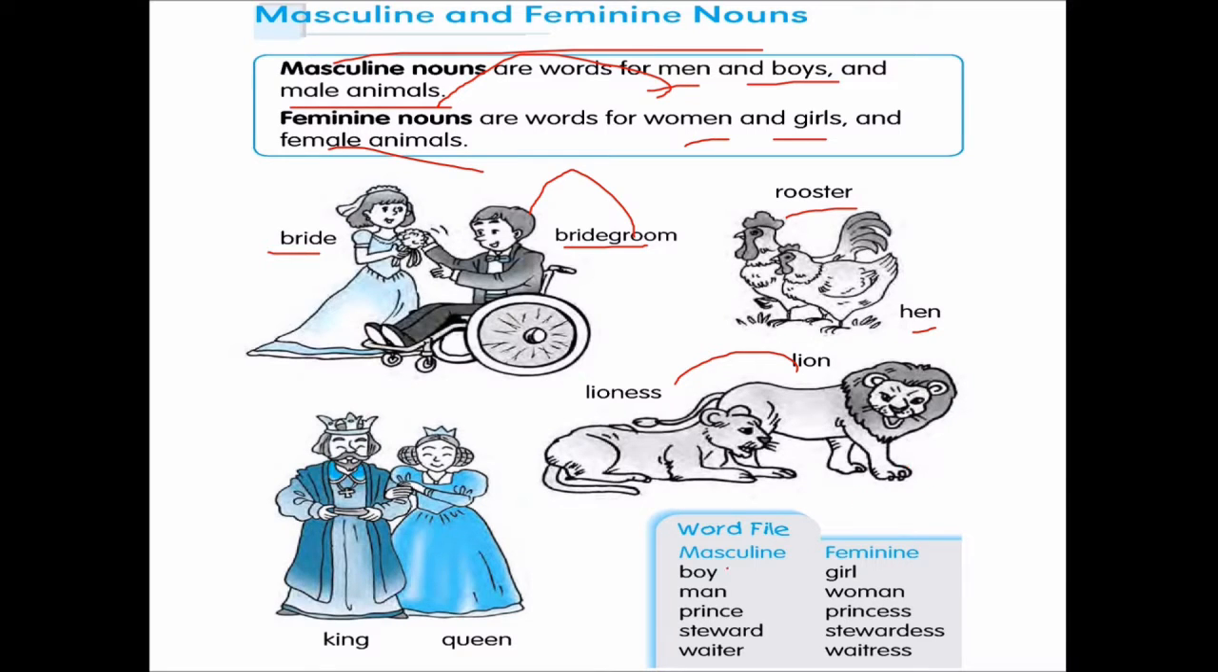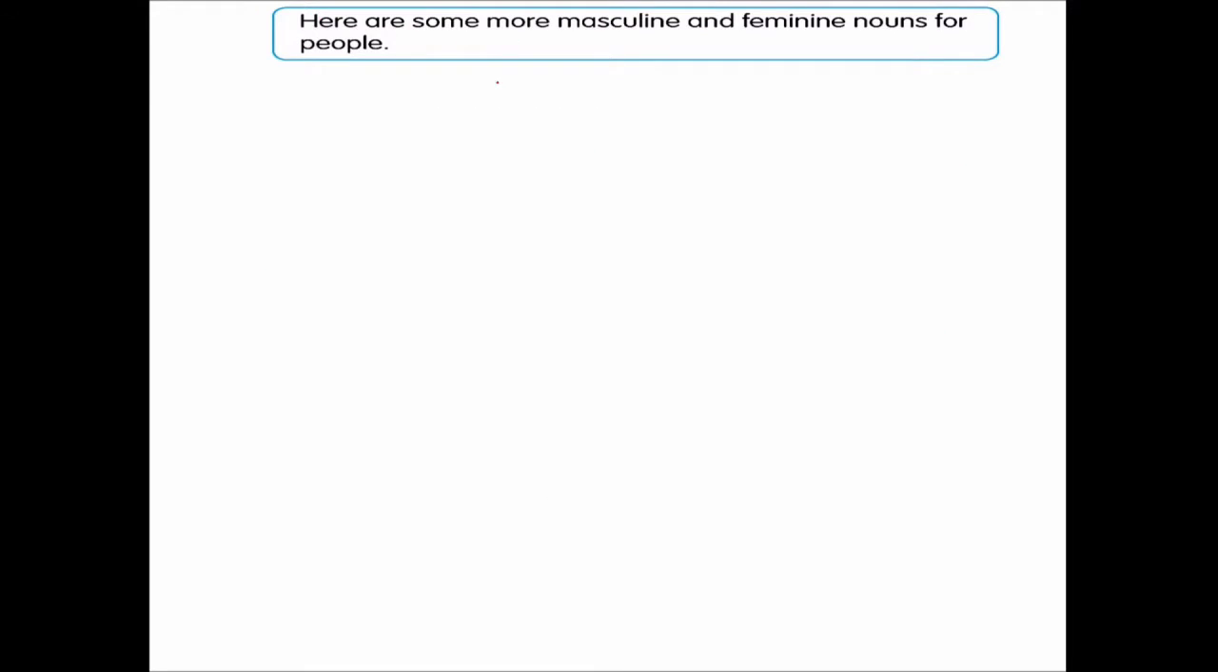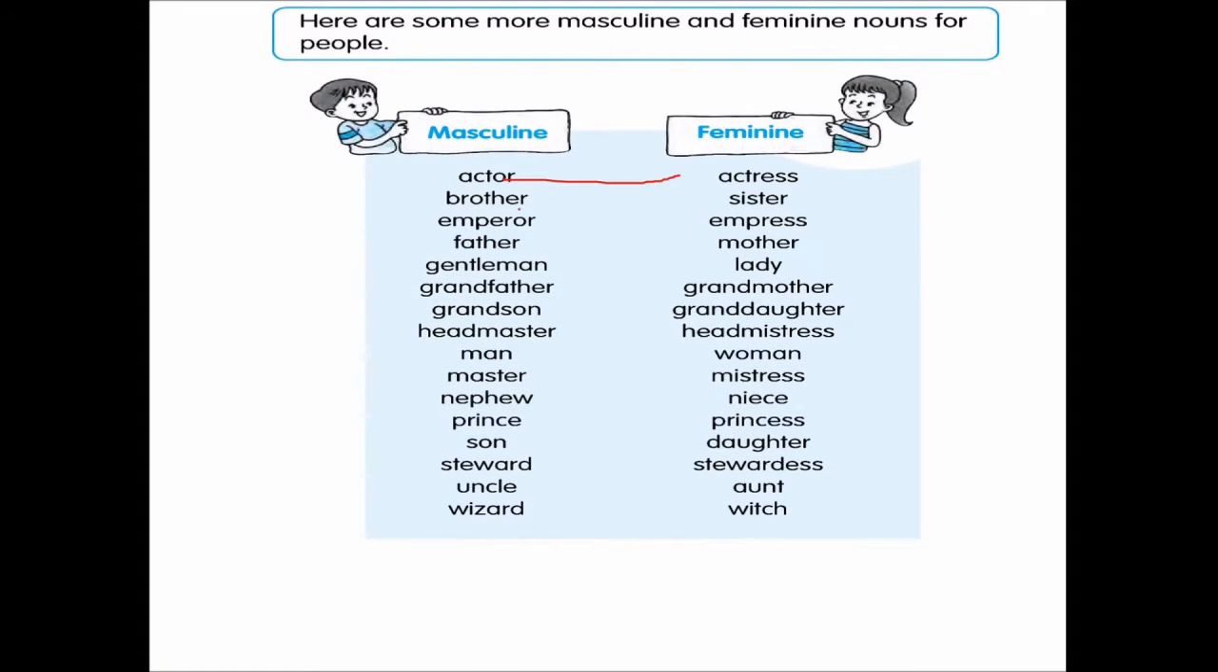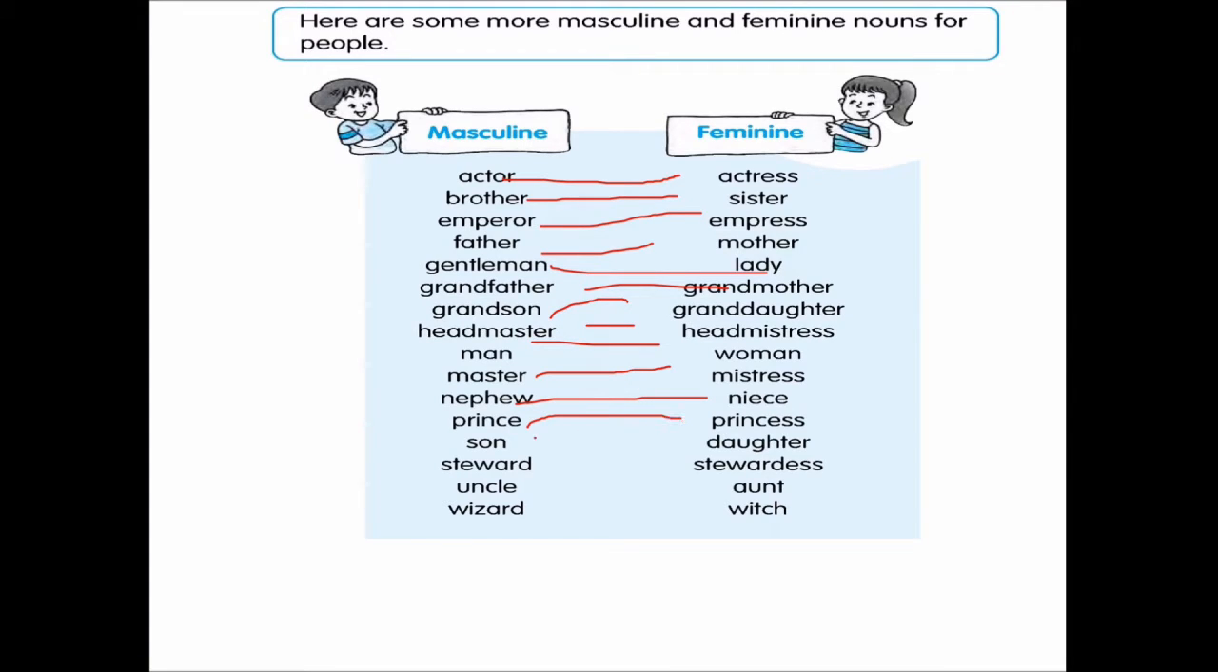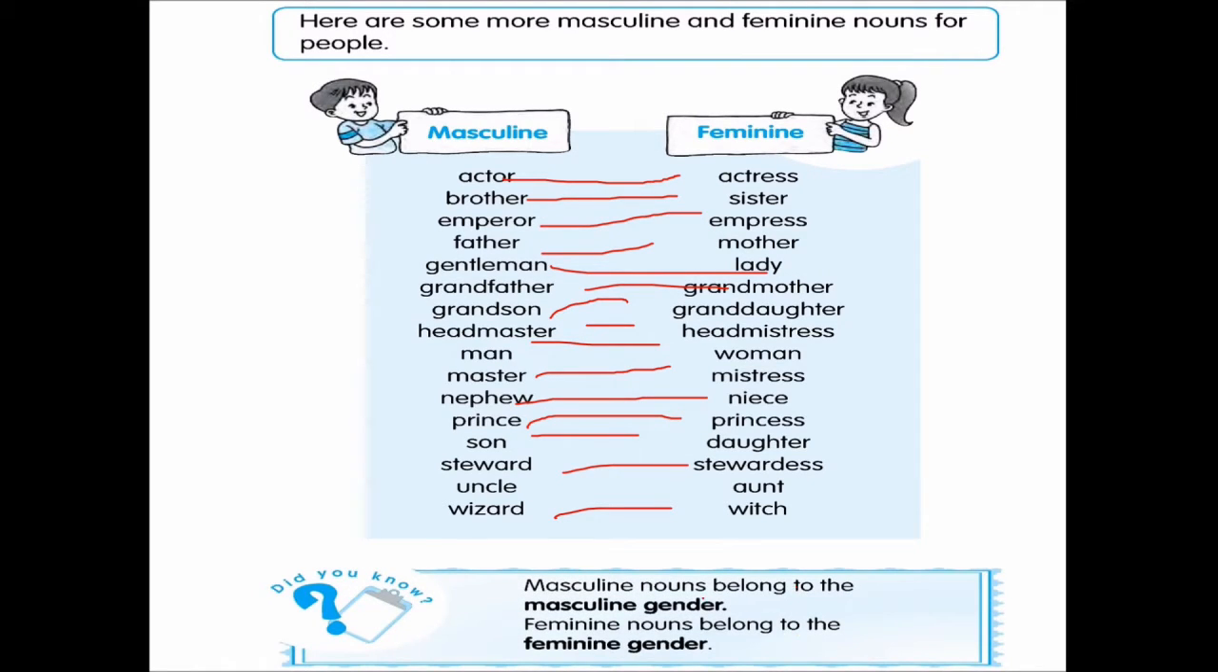King, queen. So a boy, girl, these are the combinations. Men, women, prince, princess, steward, stewardess, waiter, waitress. Here are some masculine and feminine nouns for people. Like actor, actress, brother, sister, emperor, empress, father, mother, gentleman, lady, grandfather, grandmother, grandson, granddaughter, headmaster, headmistress, master, mistress, nephew, niece, prince, princess, son, daughter, steward, stewardess, uncle, aunt, wizard, witch. So masculine nouns belong to the masculine gender, feminine nouns belong to the feminine gender.